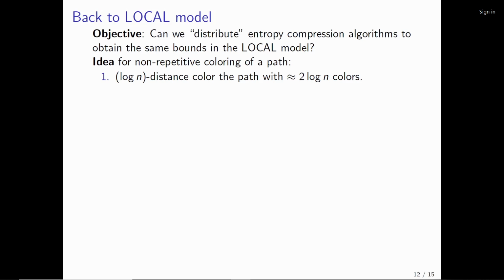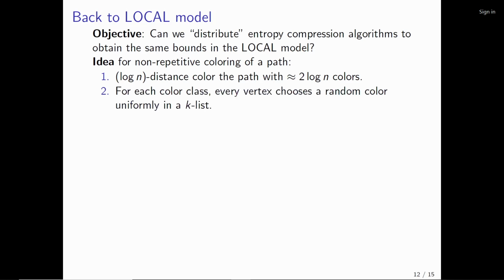And what are these batches? For now, I take some log n distance coloring of the path. You can think of it as taking the power graph of this path up to distance log n, and then finding a proper coloring. This can be achieved with about 2 log n colors. Now I execute entropy compression for each color class. So instead of having n batches, I have about 2 log n batches. So the idea is that in the end, instead of expected linear time, I have something like log n time.